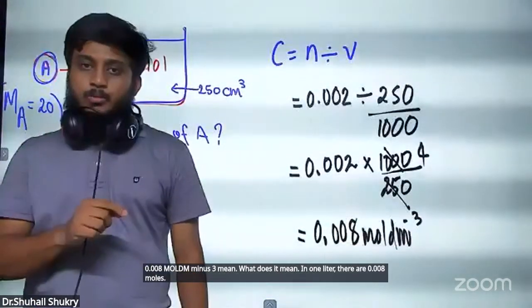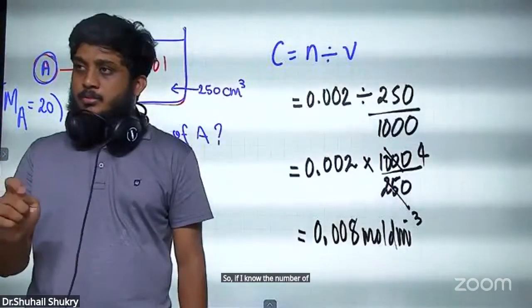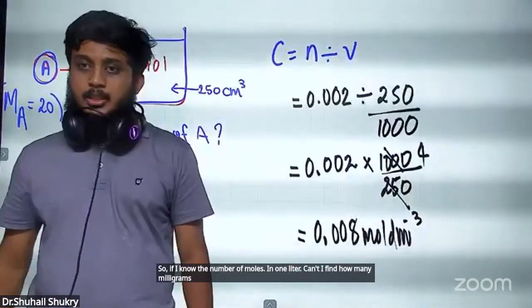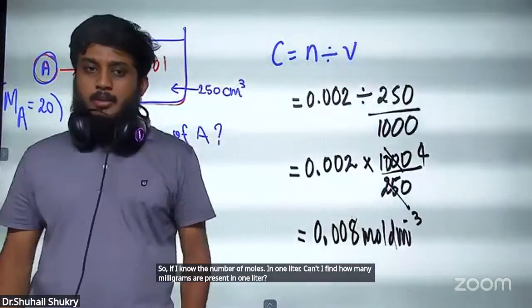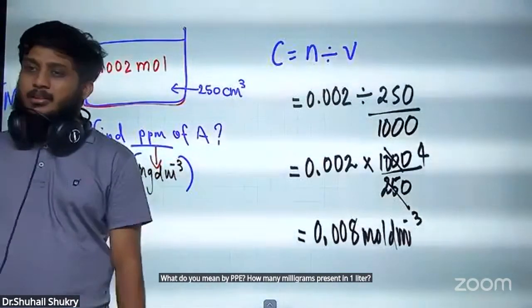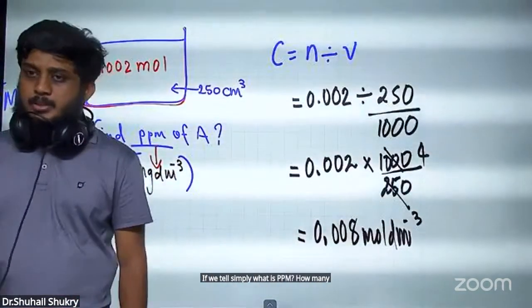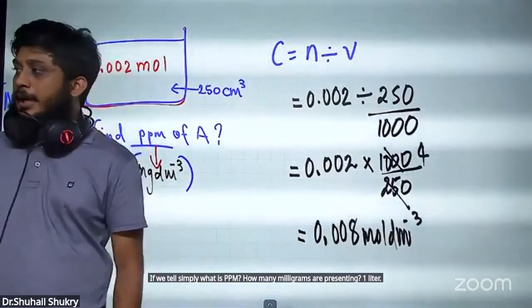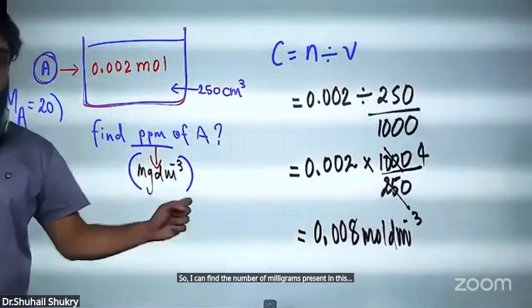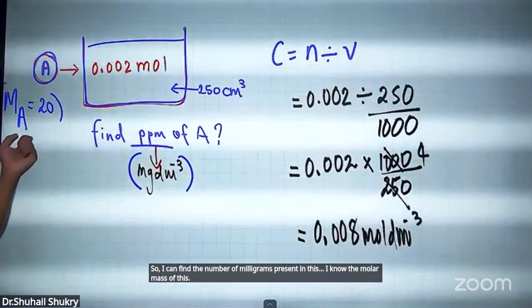So if I know the number of moles in 1 liter, can't I find how many milligrams are present in 1 liter? What do you mean by ppm? How many milligrams are present in 1 liter? So I can find the number of milligrams present. I know the molar mass of this. Okay, what does molar mass mean?